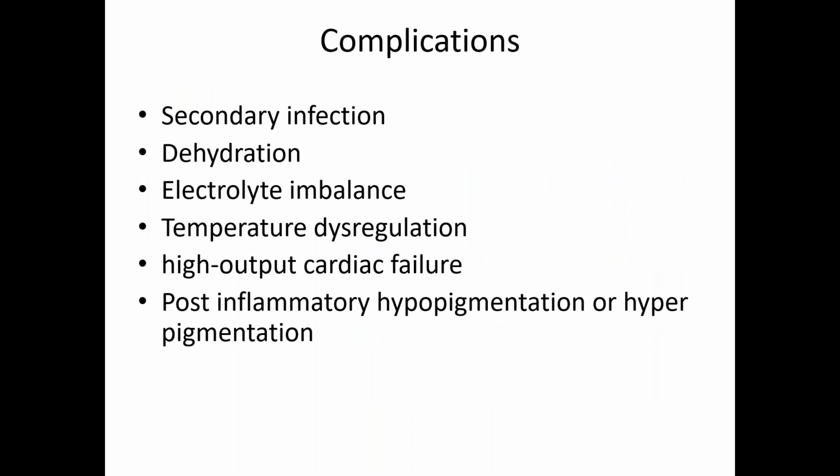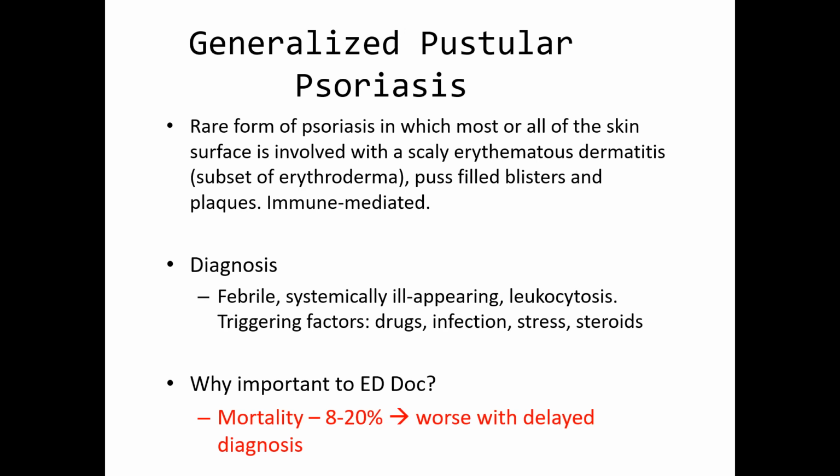Complications. Secondary infection is one common complication. Dehydration is the second kind of complication because of excessive fluid loss. Electrolyte imbalance, temperature dysregulation, high output cardiac failure because of this. Post-inflammatory hypo- or hyperpigmentation can be seen once the patients recover.